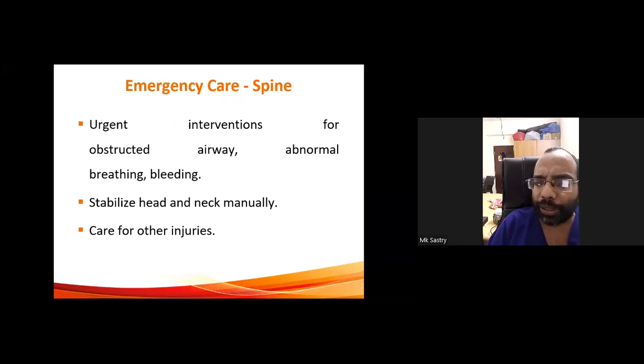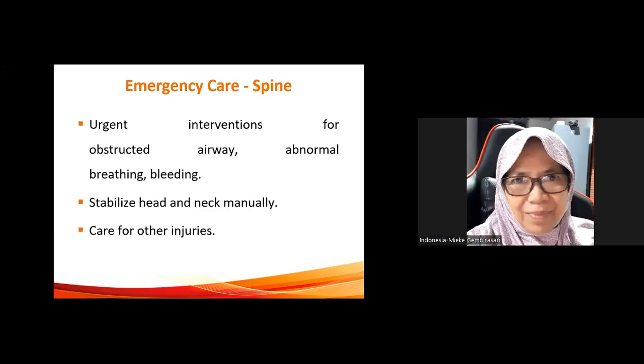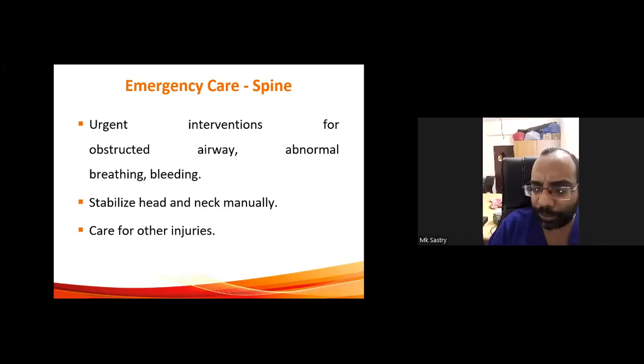So emergency care should be taken right away so that you can save the life of the patient and stop him from bleeding and breathing problems. Bleeding takes place from the cord, nerve, muscles, right? The more it bleeds, the more dangerous it becomes, right?